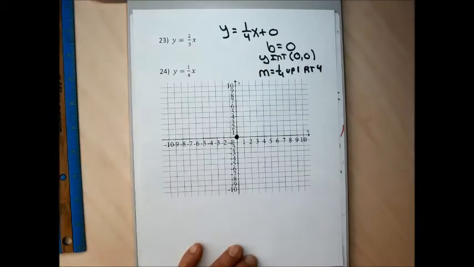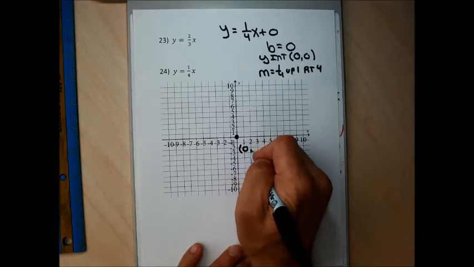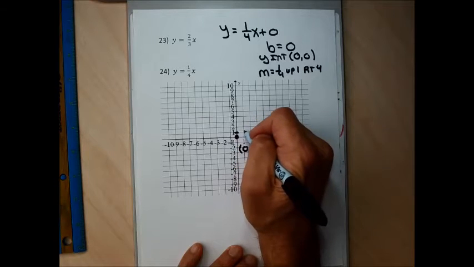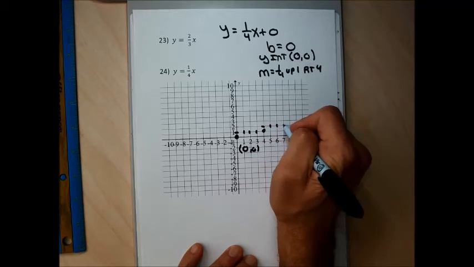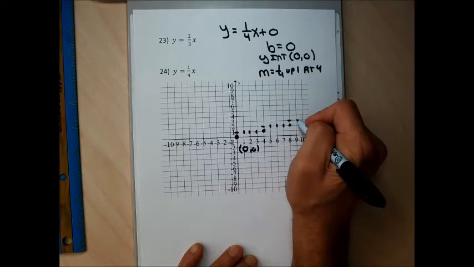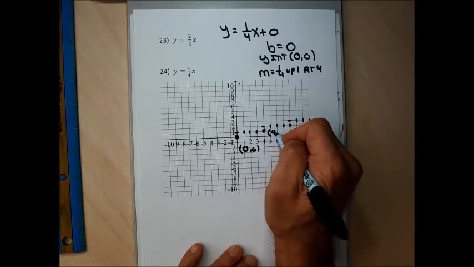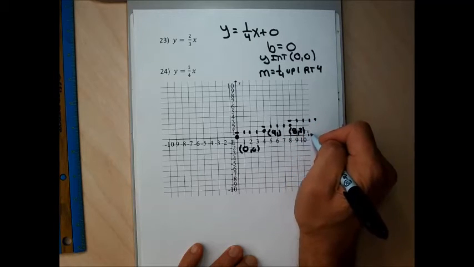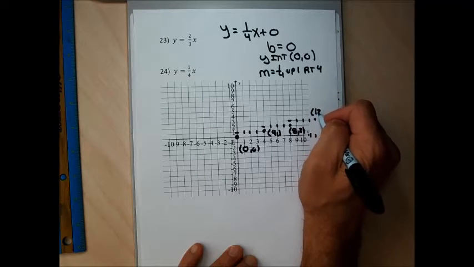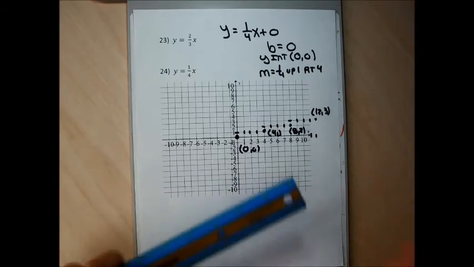Similar to problem 23, the y-intercept's going to be 0, 0. So my first point I'm plotting is the point 0, 0, and then up 1, right 1, 2, 3, 4, and then up 1, right 1, 2, 3, 4. This right here is the point 4, 1. This is the point 8, 2, and then 12, 3. So I filled in the 4 points, and my instructions said give me at least 4 points. I gave 4 points. I could have done more, but I'm kind of out of room.